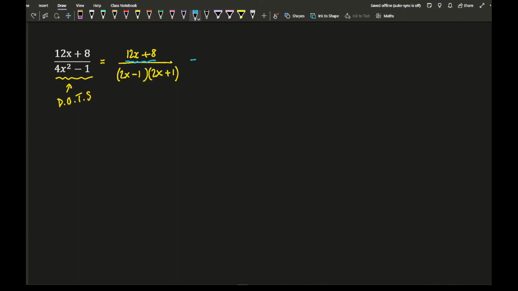So from this, what I can then do is start by writing and breaking this up as my partial fraction. So I've got a over 2x minus 1 plus b over 2x plus 1. And again, it's just one of these things that you just have to spot, that it's a difference of two squares. So from this, what we get is 12x plus 8 equals a, times the other denominator, which is 2x plus 1, plus b times the other denominator, like so.